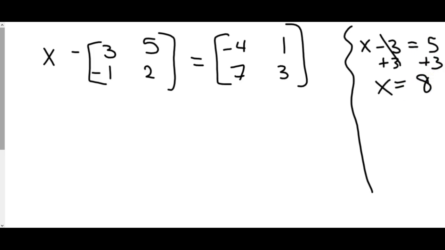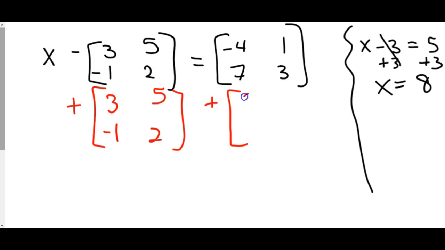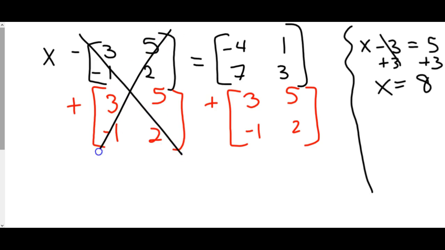Well, it's a similar idea here. We want to do the opposite. We're minusing this whole matrix, so the opposite would be to add this whole matrix. But when you work with an equation, what you do to one side of the equal sign, you have to do to the other. So we're also adding over here. And then the opposites cancel each other out. You're just left with x only on the left side.